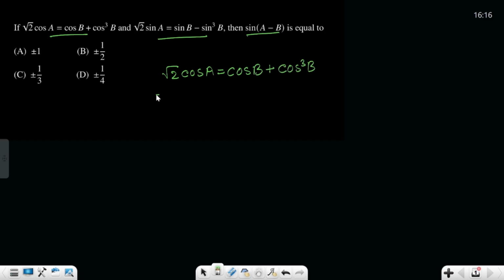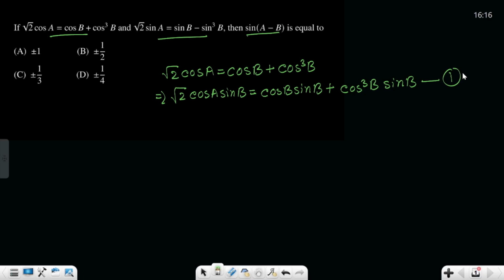What we will do first? We will multiply both sides by sine b. So it will be root 2 cos a sine b equal to cos b sine b plus cos cube b sine b. Let's give this equation number 1.